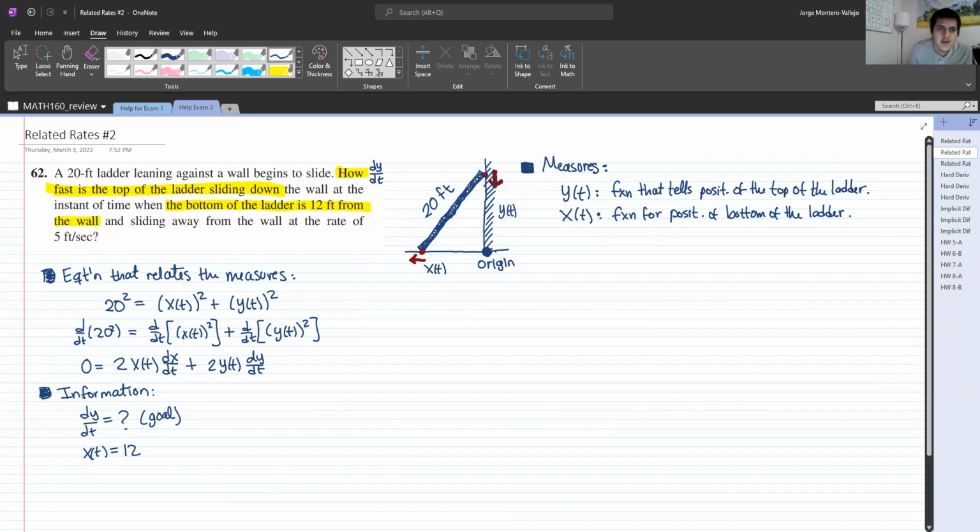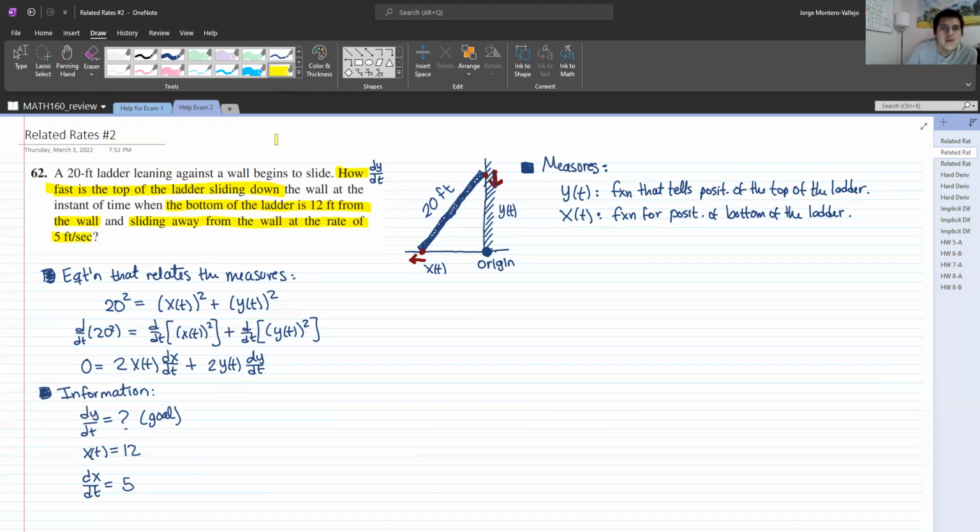Okay, so we wrote that down, and it says when the bottom of the ladder is 12 feet from the wall and is sliding away from the wall at a rate of 5 feet per second. That 5 feet per second is how fast x of t is changing, right? The rate of change of x of t. That is the derivative of x of t, dx dt. So dx dt is 5. Okay, so that's all the information that they are giving us.